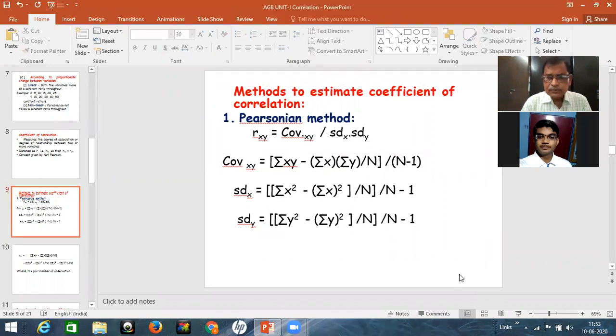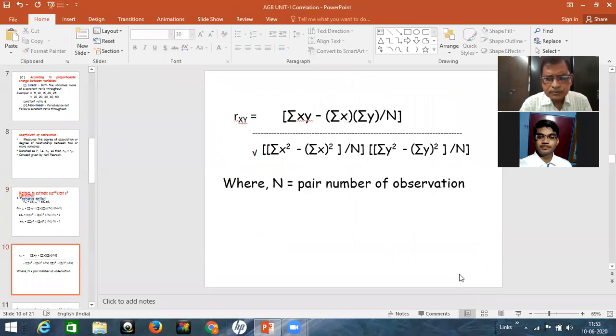So what is the computation formula of the coefficient of correlation? Rxy is equal to the covariance of xy, that is summation xy minus summation x into summation y by n, whole divided by n minus 1, and the denominator is the under root of the product of the variances of the two variables, that is summation x square minus summation x whole square by n divided by n minus 1, and for y, summation y square minus summation y whole square by n, divided by n minus 1.